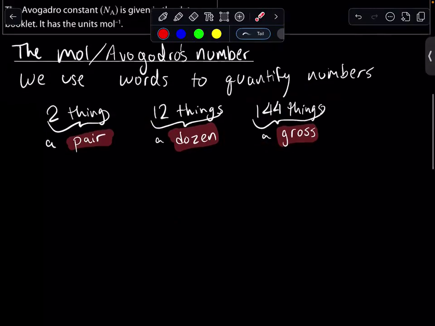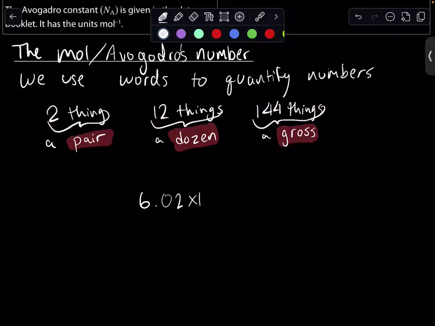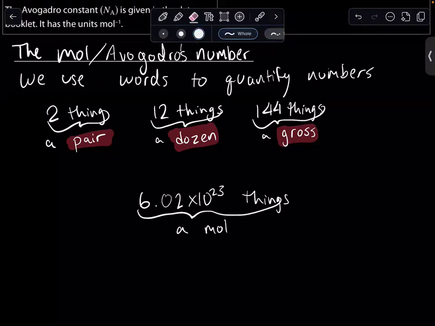So generally, when we're dealing with things in an atom, we're dealing with things on the scale of 6.02 times 10 to the 23rd things. And that we call a mole. So you can use it the same way you would use a pair, a dozen, or a gross. You can say, I want a mole of water. And that means you want 6.02 times 10 to the 23rd molecules of water.